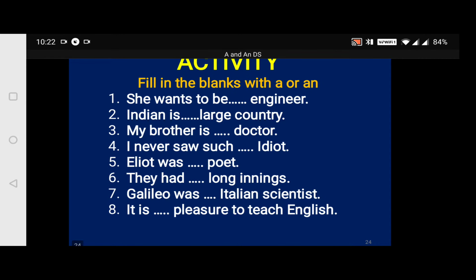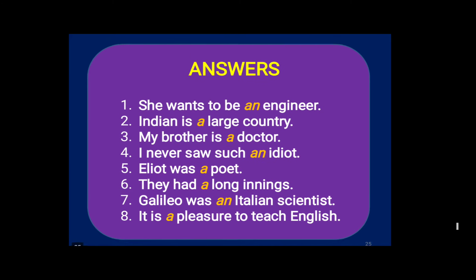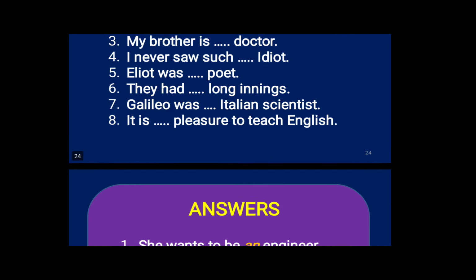Now, Eliot, T.S. Eliot, famous for his Wasteland. Okay. Eliot was poet. Eliot, poet, in the word poet, the first alphabet is P, which is a consonant. So, Eliot was a poet. We have to write: Eliot was a poet.